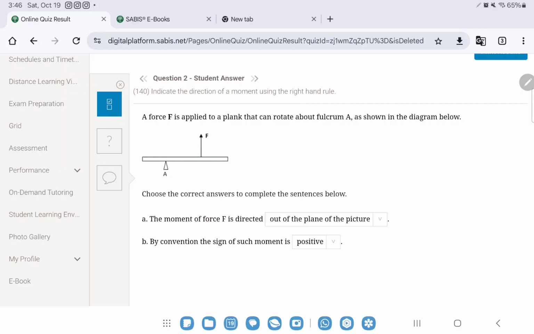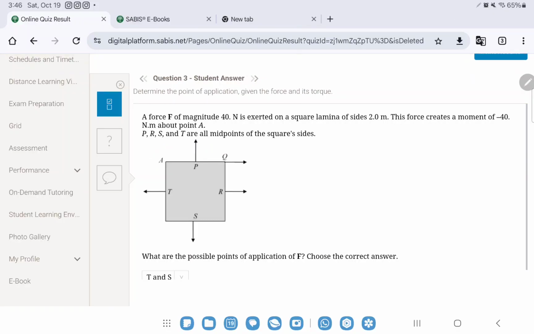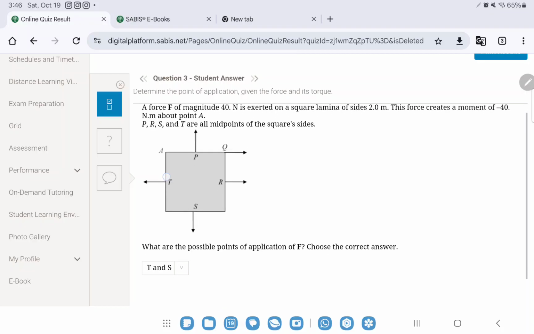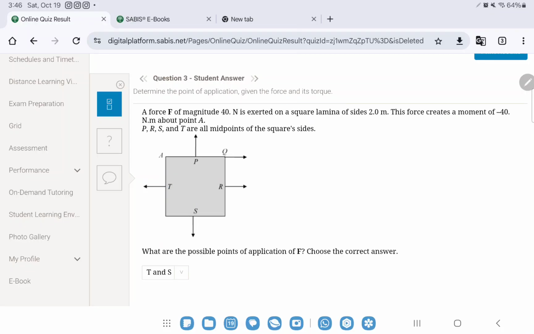So next question. And okay, so a force of magnitude 40 is exerted on a square lamina of sides 2 meters. This force creates a moment of negative 40 about point A. P, Q, R, S, and T are all midpoints of the square's sides.